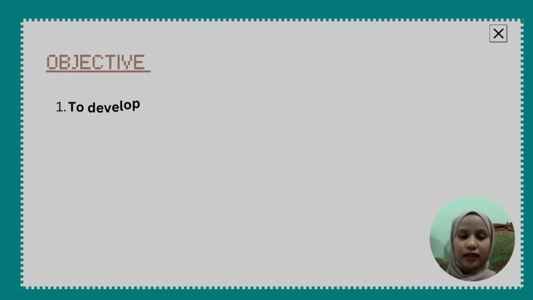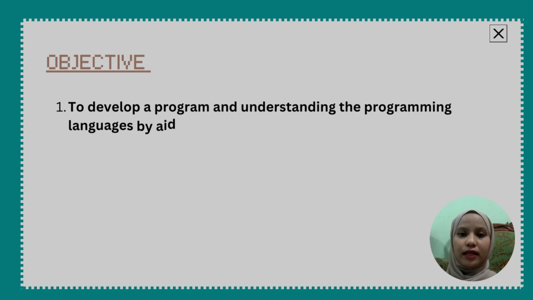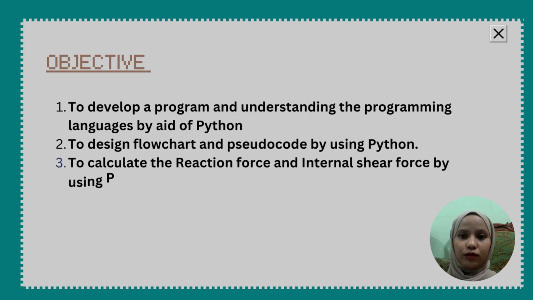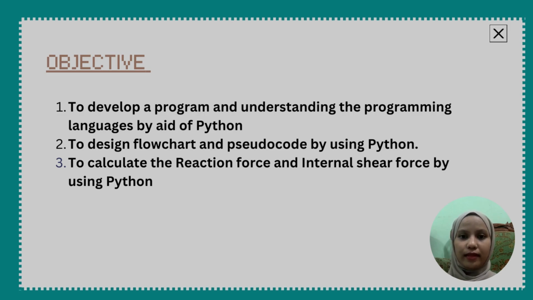Next is the objective. Objective number 1 is to develop a program and understand the programming language with the aid of Python. Secondly, to design a flowchart and procedure code using Python. And lastly, to calculate the reaction and internal shear force by using Python.